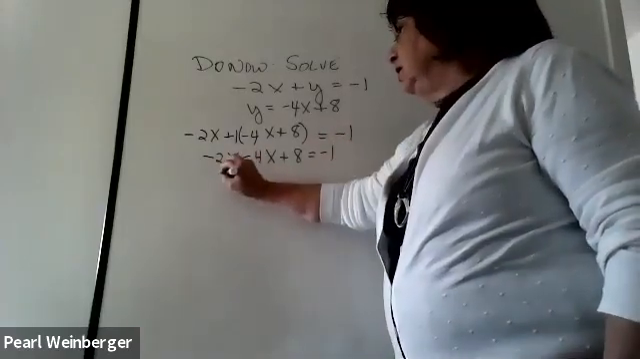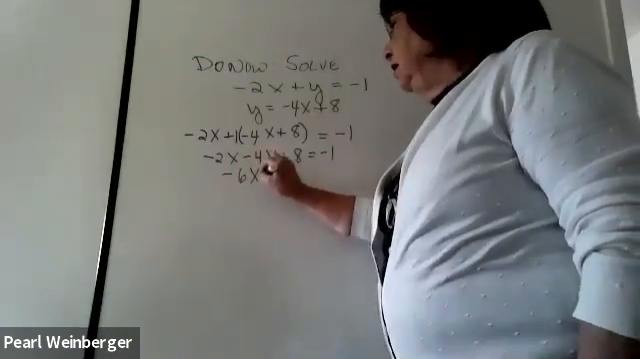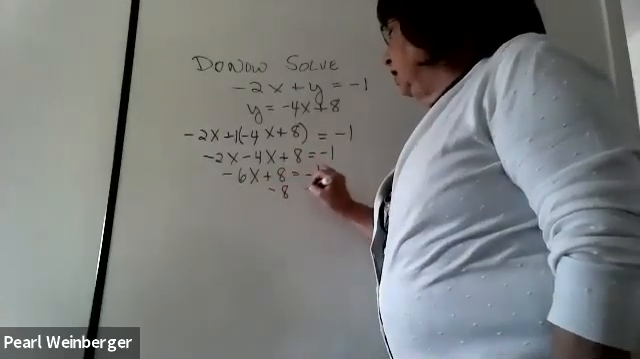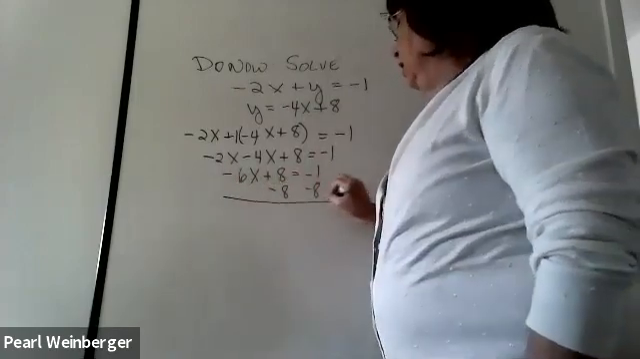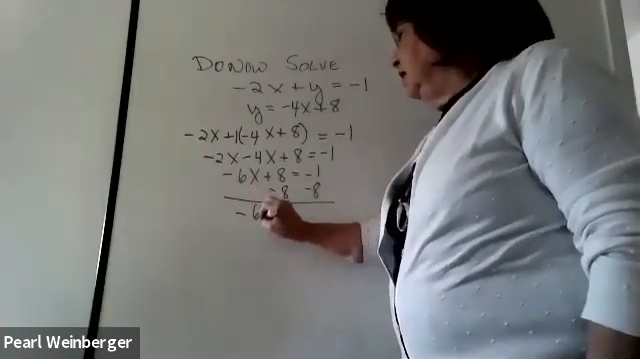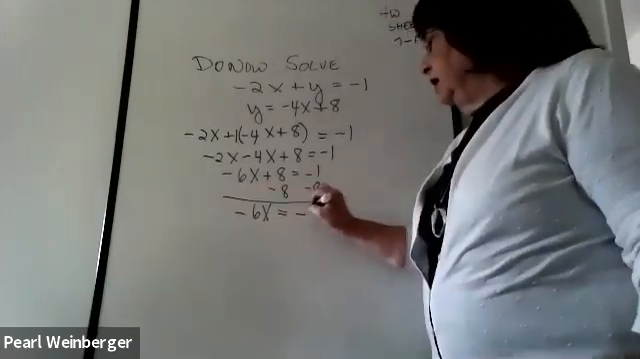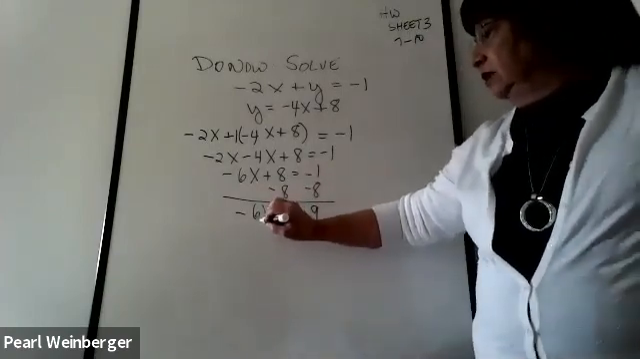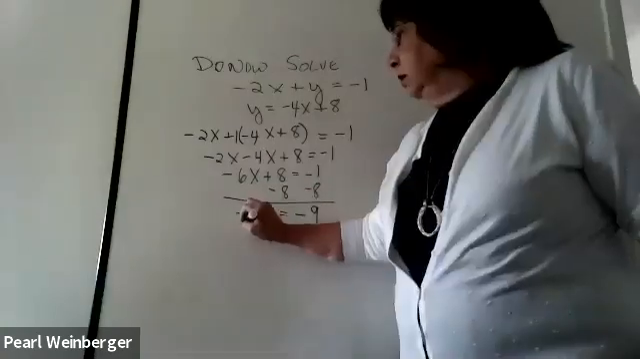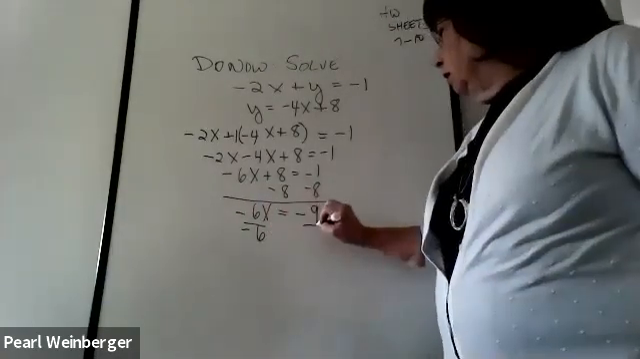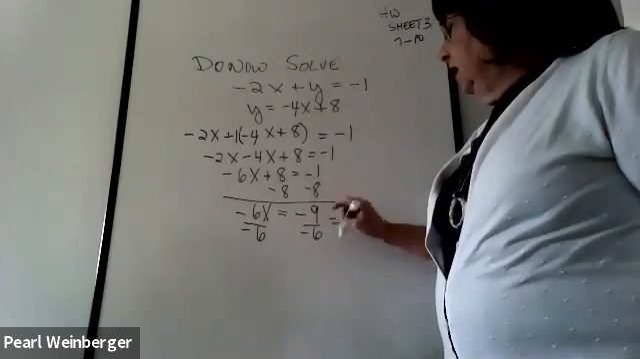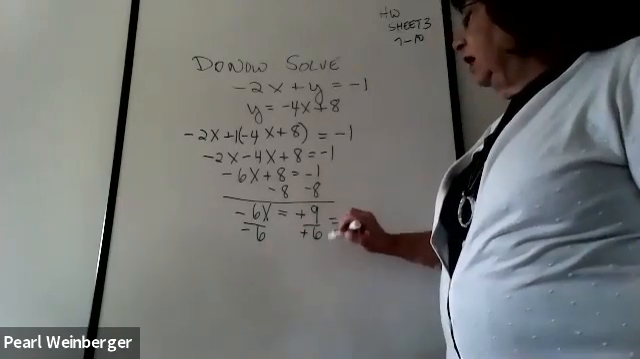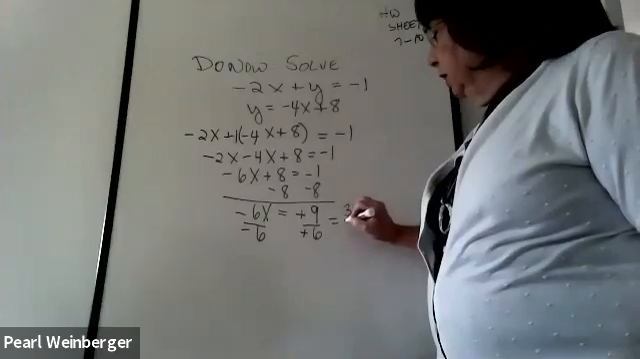Combine the like terms. This gives me negative 6x plus 8 equals negative 1. Bring the 8 to the other side, so that we get negative 6x equals negative 9. And divide both sides by the negative 6. And negative 9 divided by negative 6, well, the negative over the negative becomes a positive, and I can divide top and bottom by 3, becomes 3 over 2.